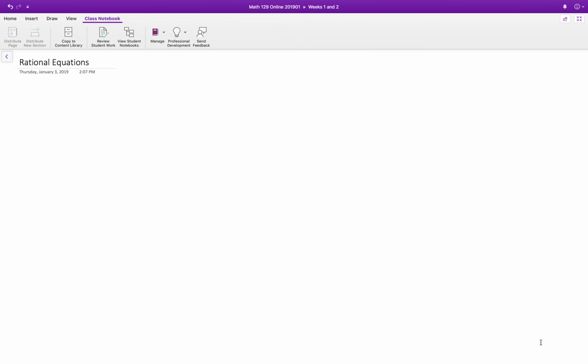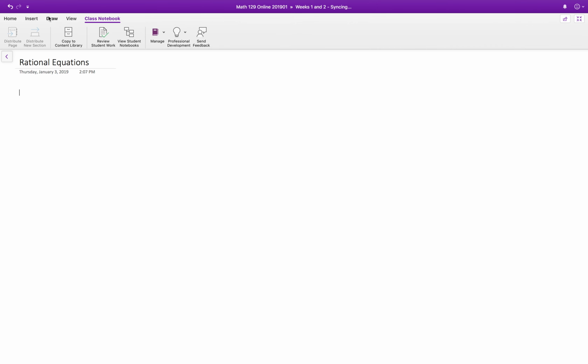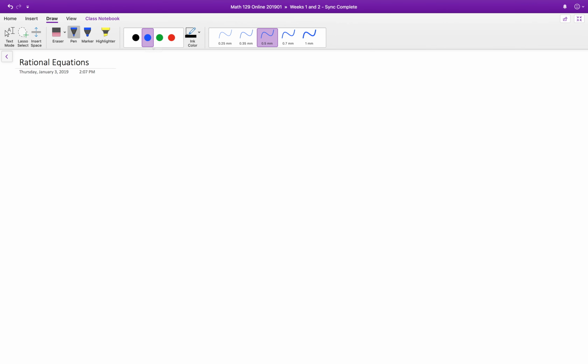So let's start with, I need to get the drawing tab. Okay, so let's start with negative 5u over u squared minus u minus 6 minus 4 over u minus 3 equals u over u plus 2. All right, directions will just say solve.